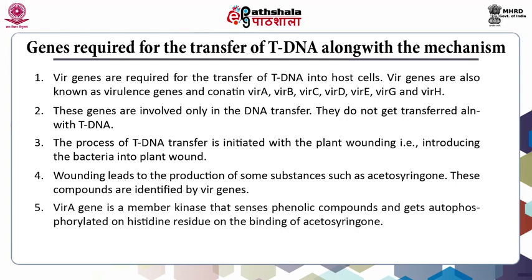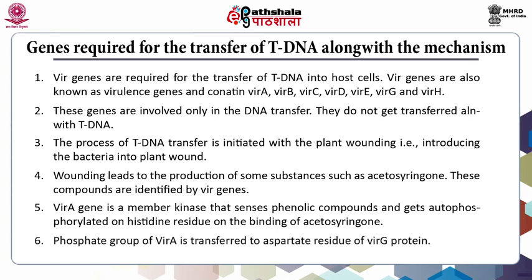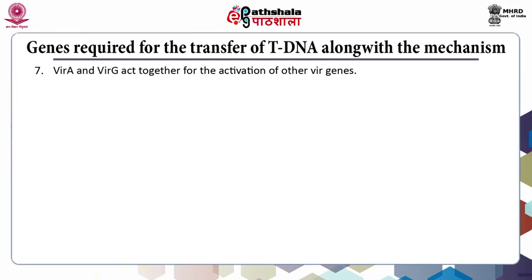Now, the VirA gene is a membrane kinase. It senses the phenolic compound and gets autophosphorylated on the histidine residue on the binding of acetosyringone. Thereafter, what happens next? The phosphate group of VirA is transferred to the aspartate residue of VirG protein. Now, it should be noted that VirA and VirG act together for the activation of other virulence genes.